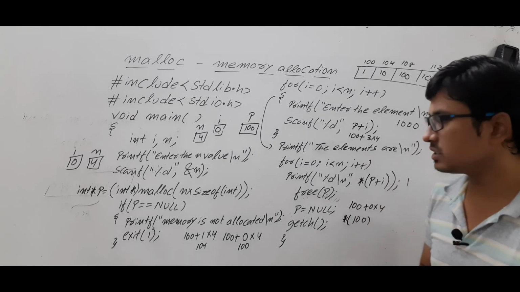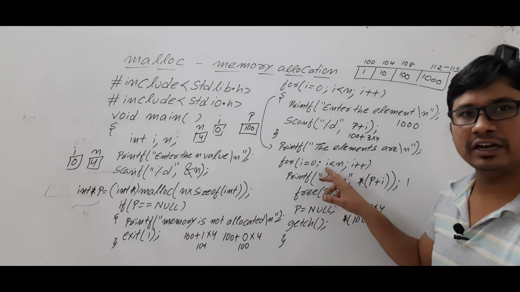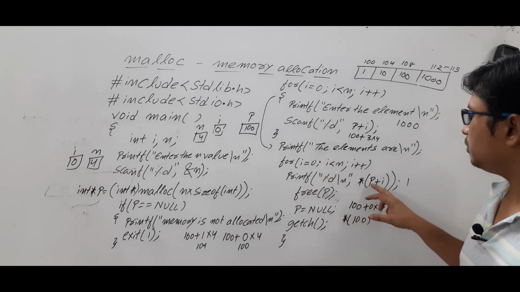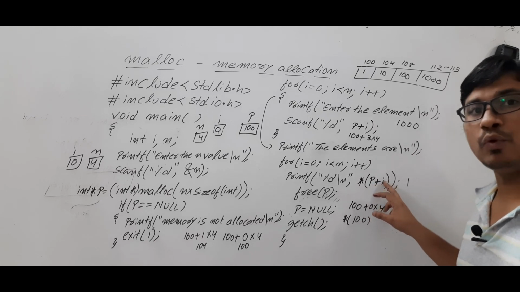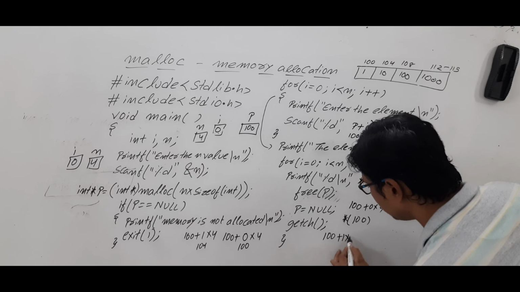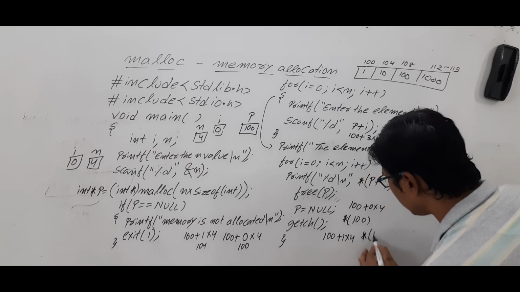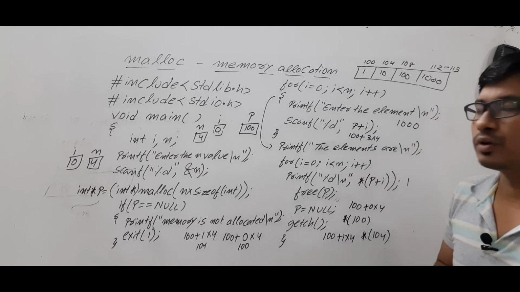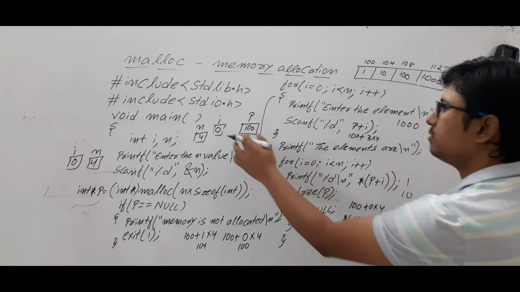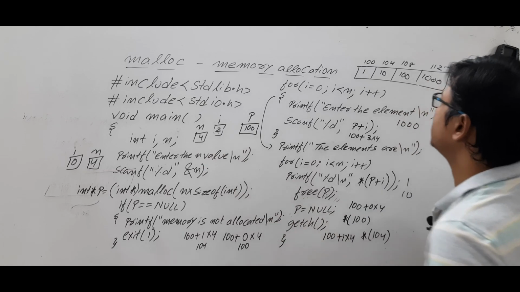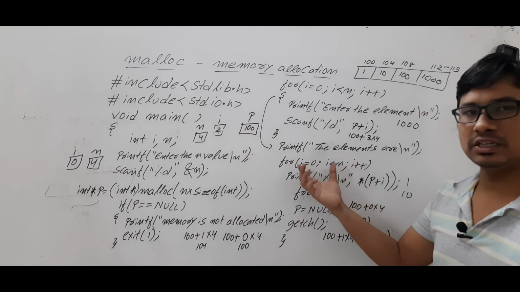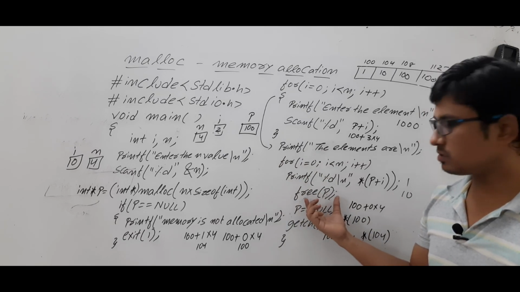I hope you are understanding. Then the I value will become 1, and again the condition is true. Then again you are printing 100 plus 1, which is nothing but 100 plus 1 into 4, with the dereference operator. So you go to the 104 location, and whatever the value is there, it will be 10. Next time the I value will become 2. Like that it will print all the elements. When the I value becomes 4, the condition will fail. It will come to this free.